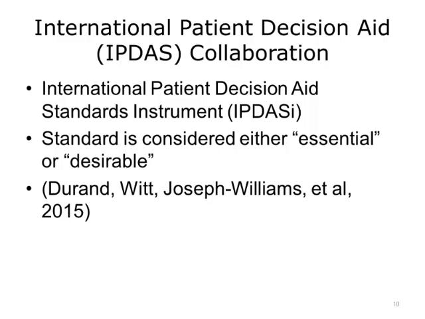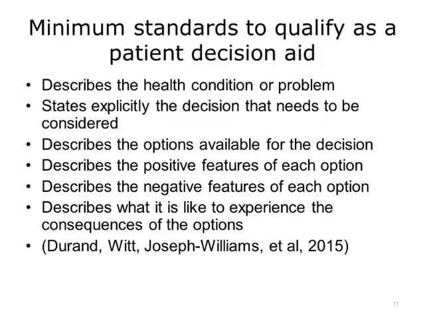A consensus method also was used to establish the parts of decision aids considered essential and which parts are merely desirable. The 6 minimum standards to qualify as a patient decision aid are based on the International Patient Decision Aid Standards, IPDAS collaboration. The standards include: 1. Describes the health condition or problem for which a decision is required. 2. States explicitly the decision that needs to be considered. 3. Describes the options available for the decision.